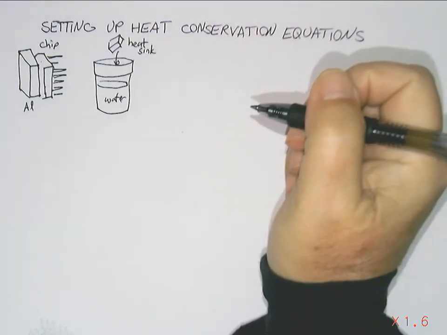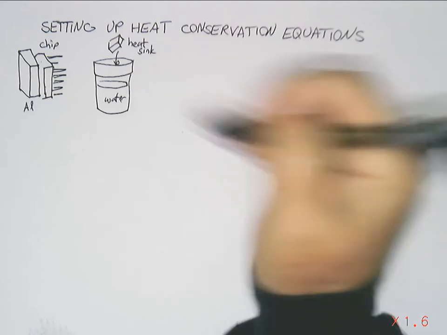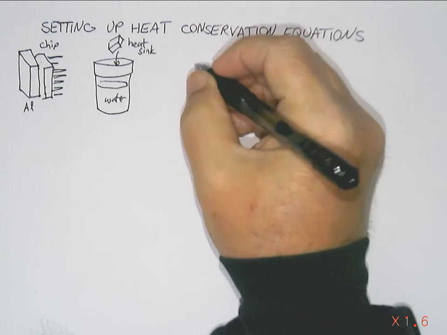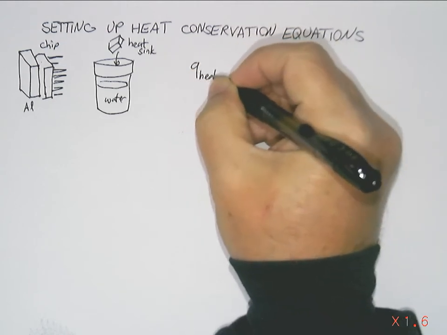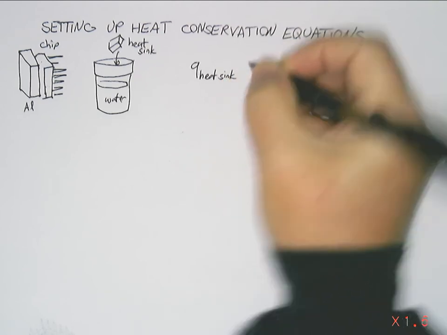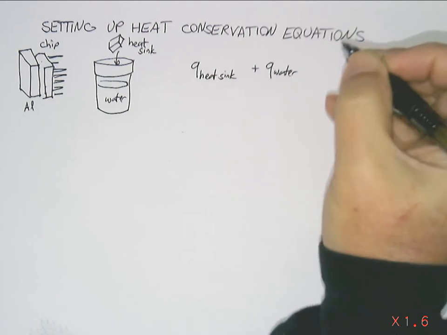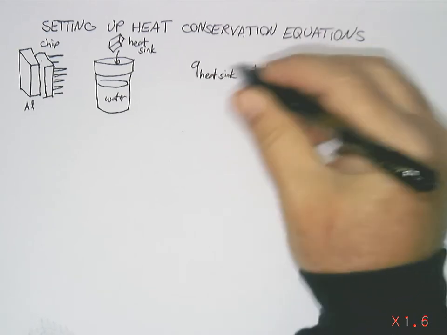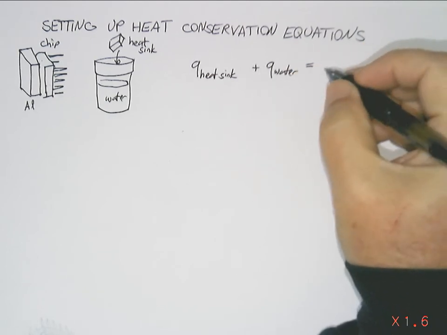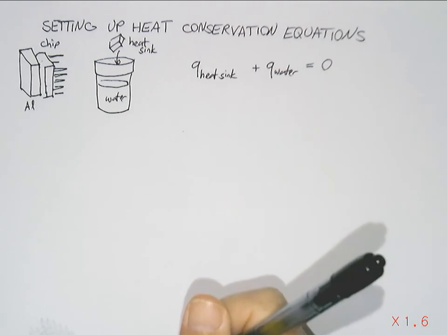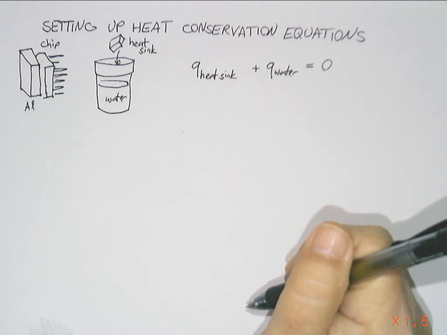If I want to set up a heat conservation equation for this, the two things that I have in the system are the heat sink and the water. I'm going to have a heat that flows out of the heat sink if it's hot, and I'm going to have a heat that flows into the water if it's cooler than the heat sink. And I don't have to worry about what the signs on these are. That's going to come from their temperature changes later, but those all have to add up to 0. So that could be that heat conservation equation for my system here.